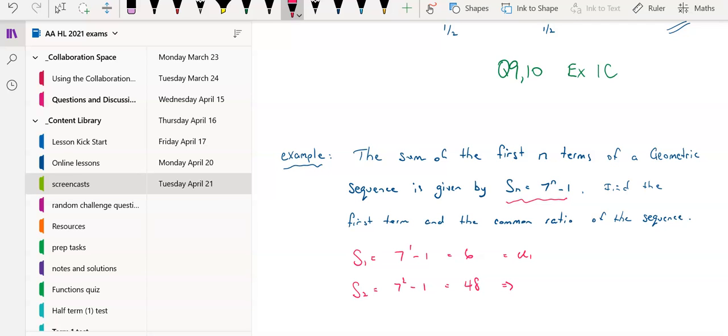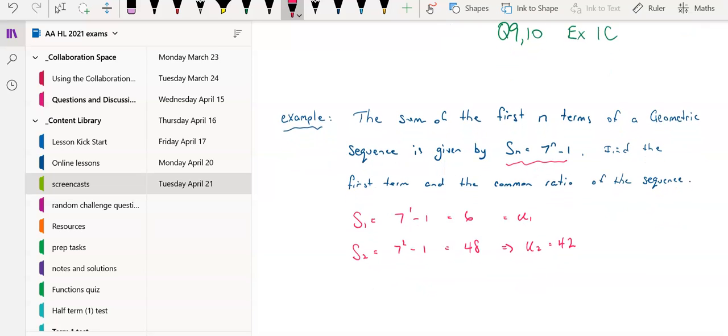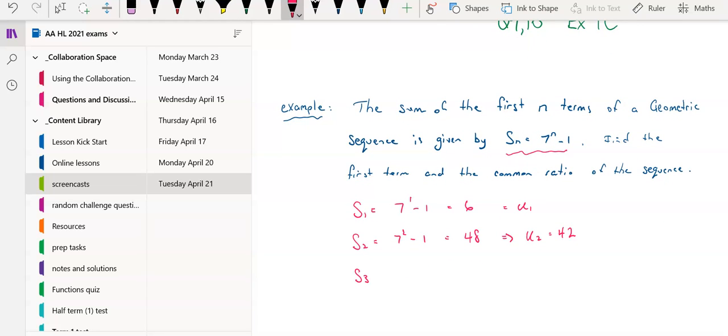So therefore, U2 plus U1 have got to equal 48. So U2 is equal to 42. Get one more term, 7 cubed minus 1, which is 49 by 7, 343. So that's 342. And so that means that U1, 6 plus 48, 54, plus U3 must be equal to 342, so U3 must be equal to, where was I, 54 to 342 gives 288.